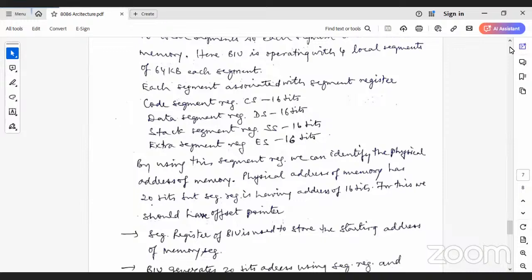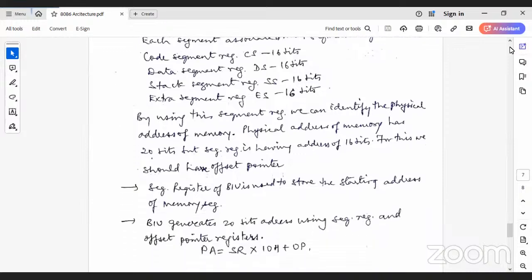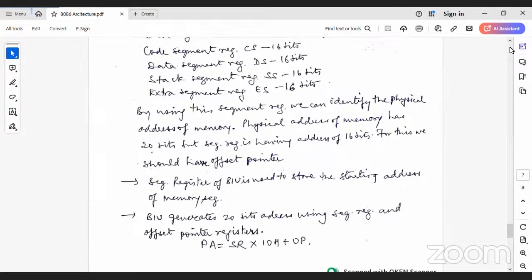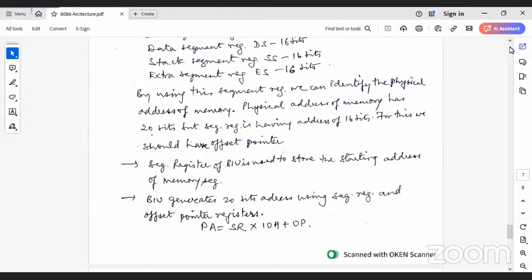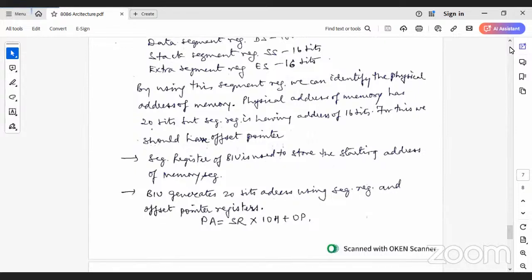Now, for calculating the physical address, the relation is: PA, the physical address, is equal to the segment register address multiplied by 10H plus the offset pointer. OP is your offset pointer. That will give you the physical address. Later I will show you an example of how this physical address is calculated. Now this is regarding the segment register.